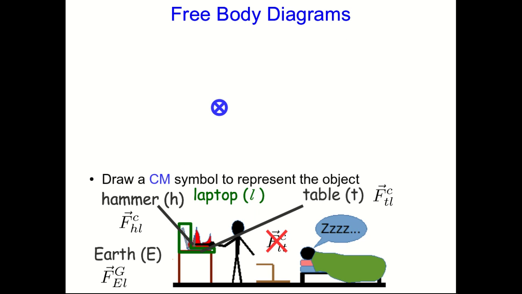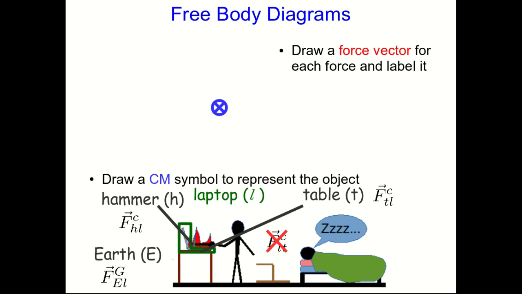Next, draw a center of mass symbol to represent the object. Remember, we're thinking of the object as a point. It doesn't matter where on the object the forces act. It won't affect the translational motion, and so we don't want to be distracted by where on the object the forces act. So we'll represent it as a center of mass symbol.